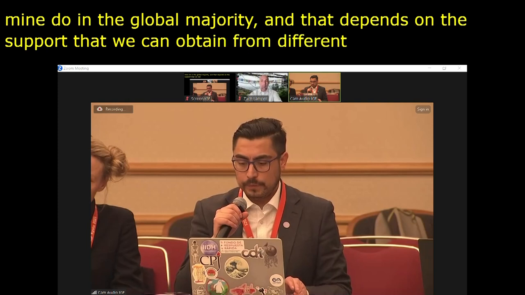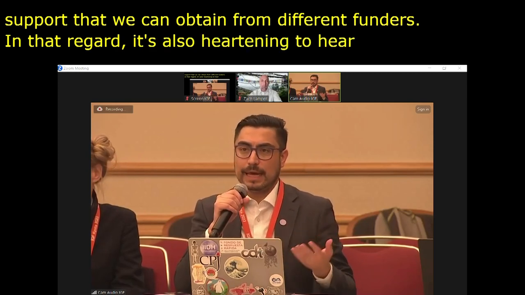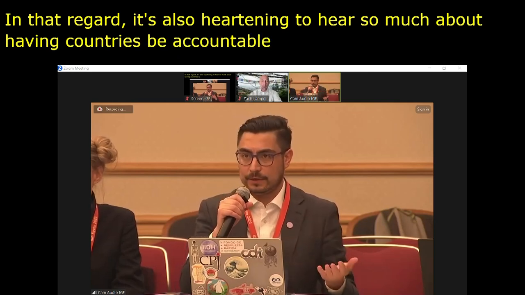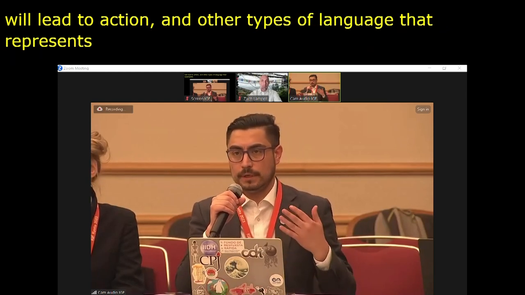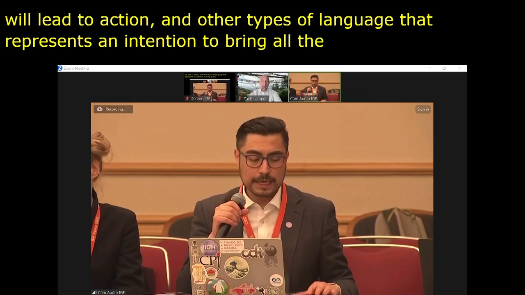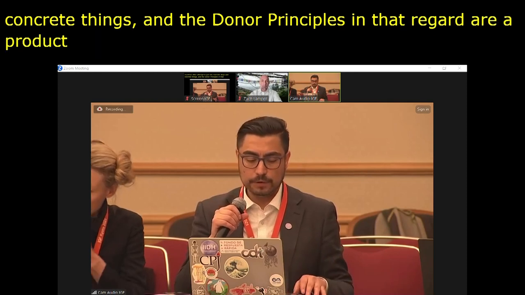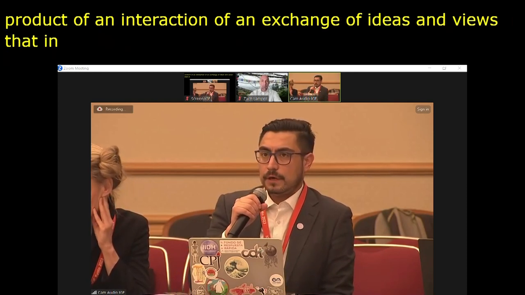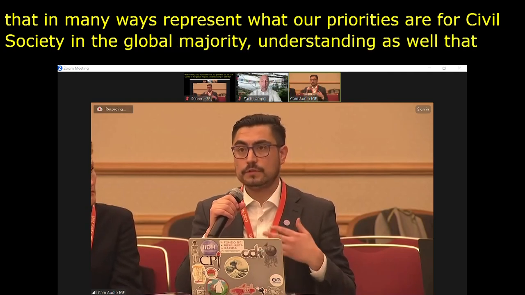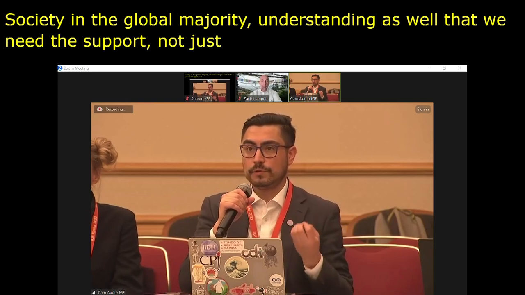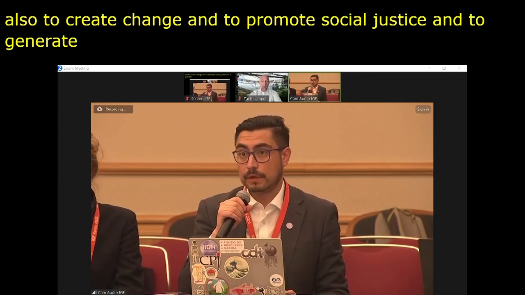In that regard, it's also heartening to hear so much about having countries be accountable or having put principles that will lead to action, and other types of language that represents an intention to bring all the good intentions that countries often present into concrete steps. The donor principles are a product of an exchange of ideas and views that in many ways represented our priorities for civil society in the global majority. We need the support not just to conduct work that we like, but also to create change, to promote social justice, and to generate conditions for a responsible development that is respectful of human rights and centered around the people.